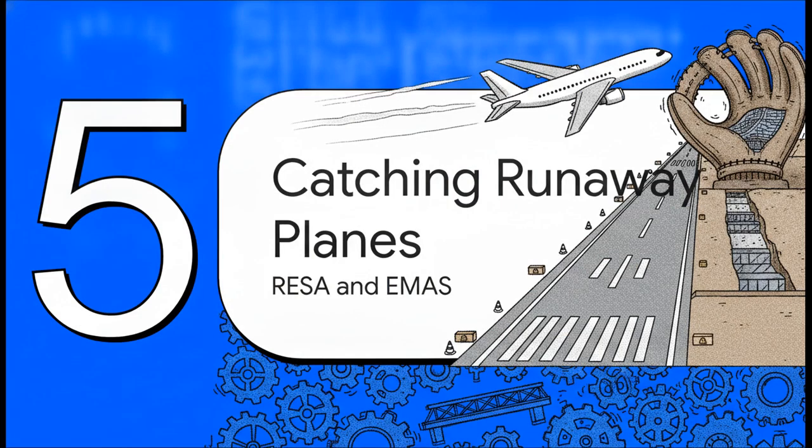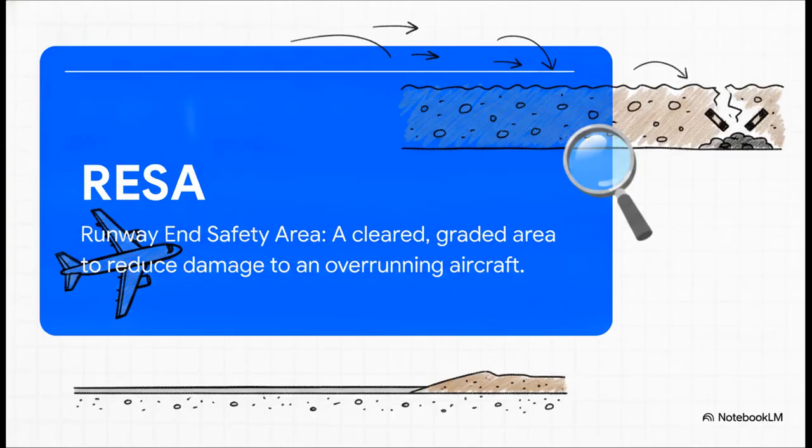Part 5. Catching Runaway Planes, RESA and EMAS. Welcome to the very end of the runway, where civil engineering steps in to act as a giant, life-saving catcher's mitt. International standards actually mandate something called a RESA, a runway end safety area. Basically, this is a cleared, graded buffer zone extending right past the physical runway. Usually, it's just dirt or grass, completely clear of any obstacles. Its fundamental job? Energy management.